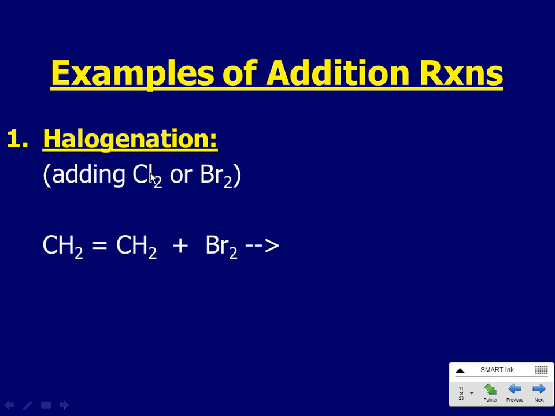So defining halogenation here, we're adding Cl2 or Br2. Actually, it could be I2, the example I'm going to give, and I'll put here, I guess, or I2, right? You could have I2 as well. I guess technically you could have F2 as well. I don't know of why that wouldn't be the case.